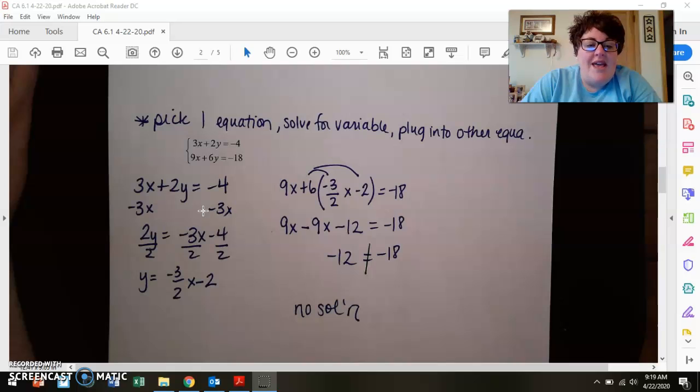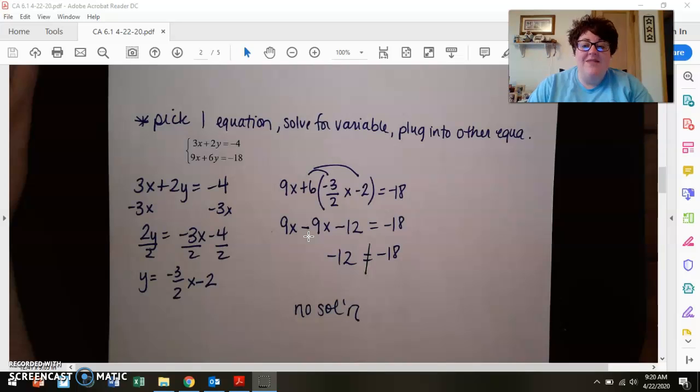So then I want to take what y equals, and I want to substitute it into the other equation, and that's important. Never substitute back into itself, the same equation, because that will end up losing your variables. So substitute into the other equation. So that's what we've done right here. You want to distribute your 6. You end up with 9x minus 9x minus 12 is equal to negative 18. So your 9x's go away, which means you lose your variable. So this is either no solutions or infinite solutions. And negative 12 does not equal negative 18. So that means that you have no solutions.